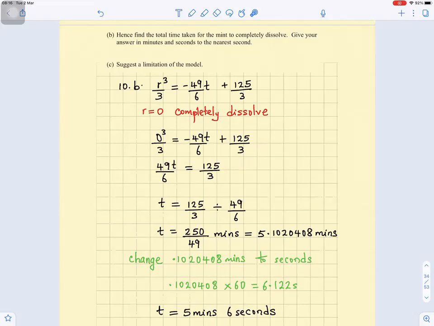So t would be 125 over 3 divided by 49 over 6. And that'll give you 250 over 49 minutes, 5.102 minutes. And we want to change it to seconds. We want to change 0.102 to seconds, so we multiply 0.102 times 60. It gives you 6.122 seconds. So it will be 5 minutes and 6 seconds.